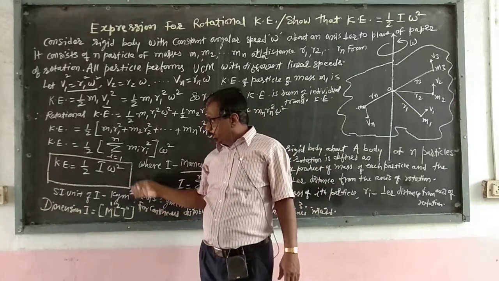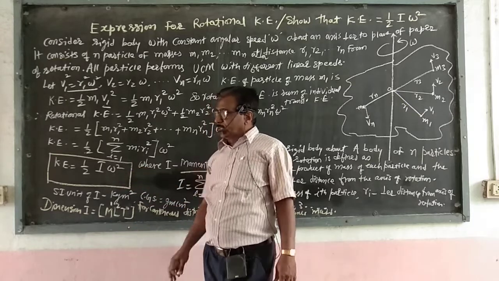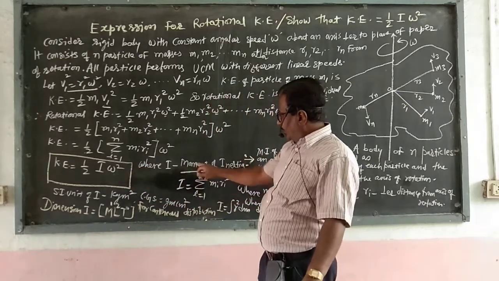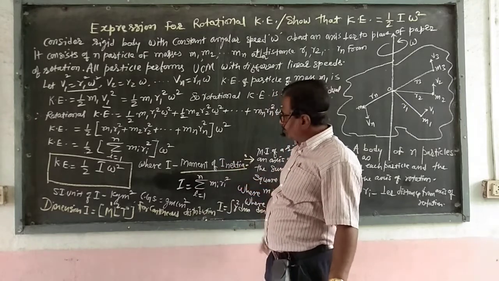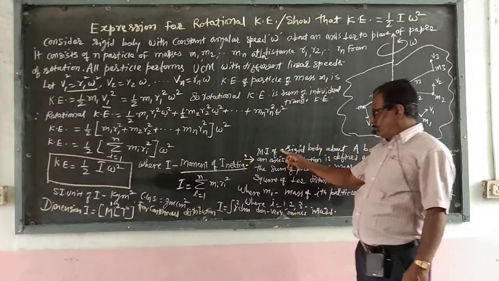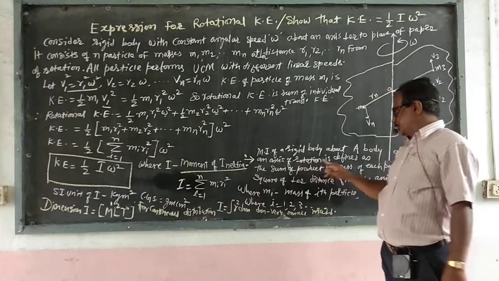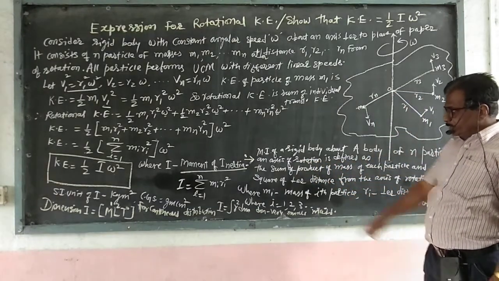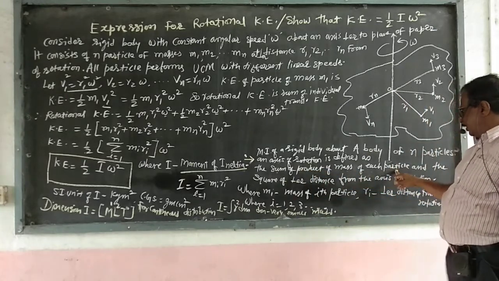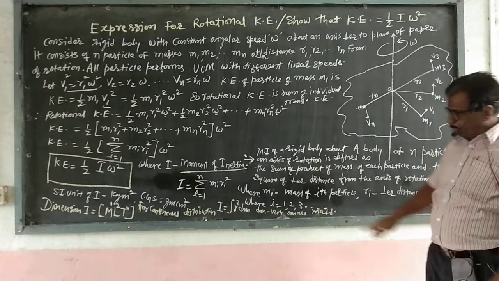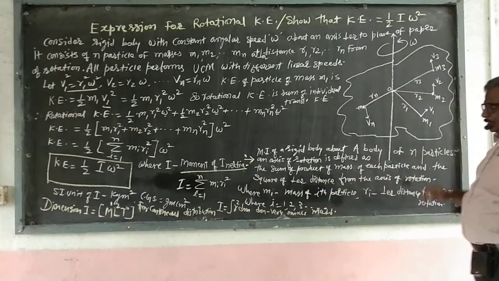After that we define the concept of moment of inertia. So we write here, I is the moment of inertia. Now we give the definition of moment of inertia. The moment of inertia of a rigid body about an axis of rotation is defined as the sum of the product of the mass of each particle and the square of its perpendicular distance from the axis of rotation.